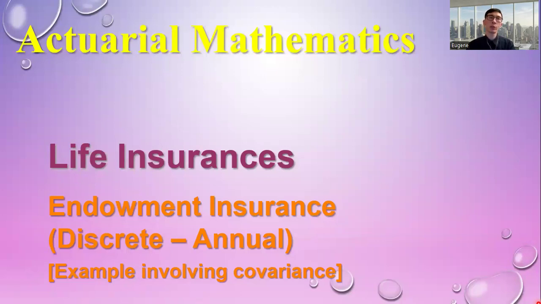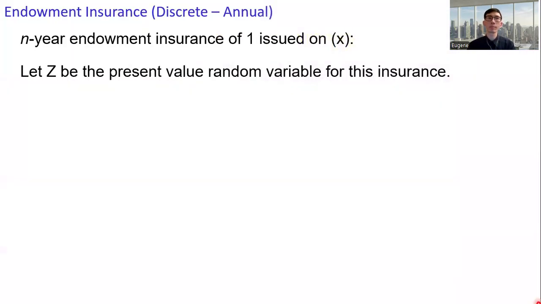Hello everyone. In this video, we will continue with the endowment insurance, covering an example involving covariance. Consider again an end-year endowment insurance of 1 on a person at age X. Let Z be the present value random variable for this insurance. We have this PMF.